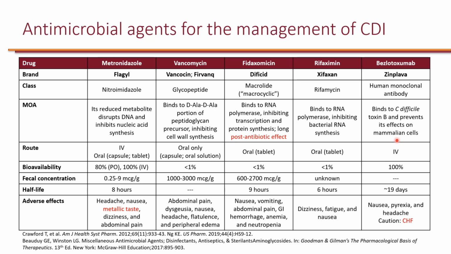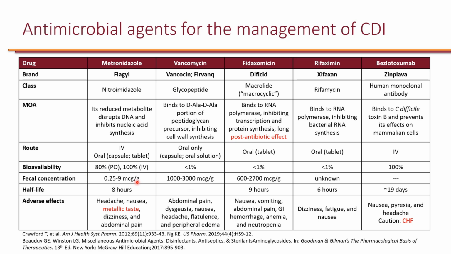Now, one thing that's important about bezlotoxumab is that heart failure was actually reported more commonly in the patients that received this agent with a history of congestive heart failure. So in patients with a history of CHF, bezlotoxumab should be reserved for use when the benefit outweighs the risk. And this is from the package insert.